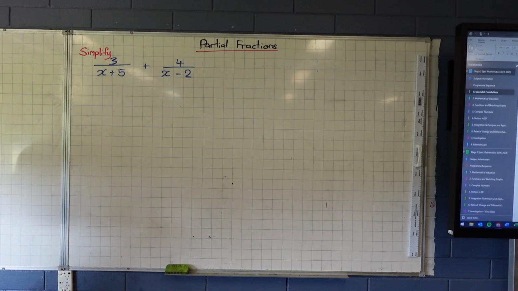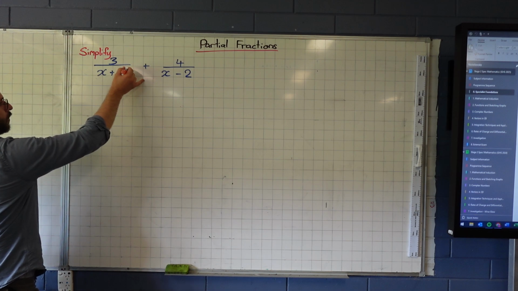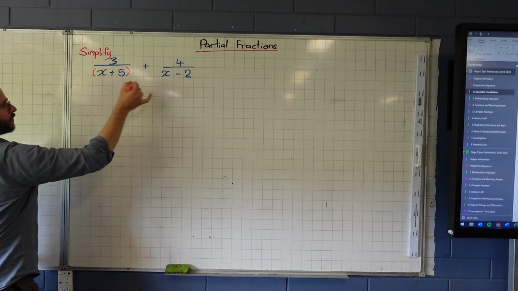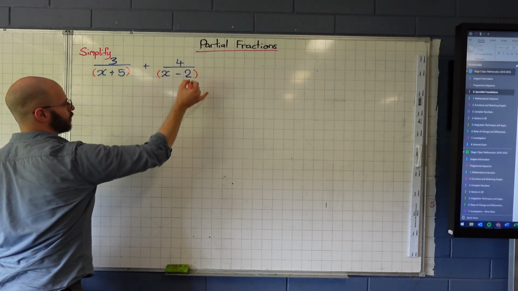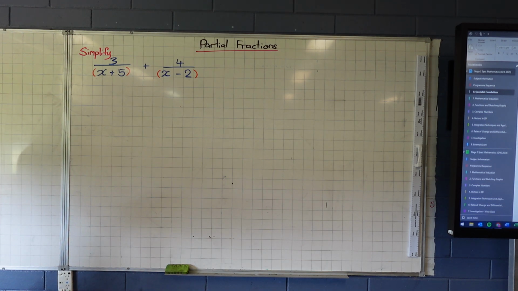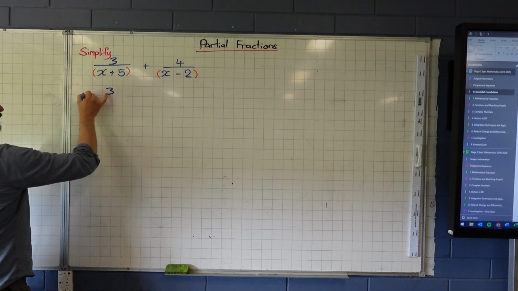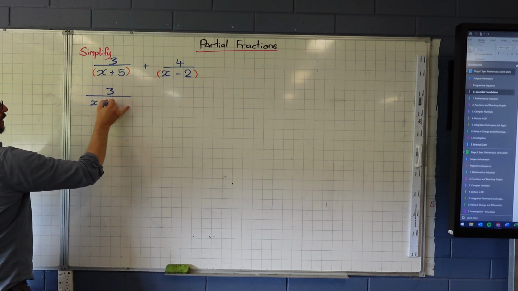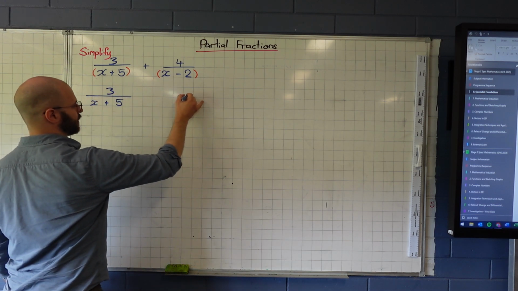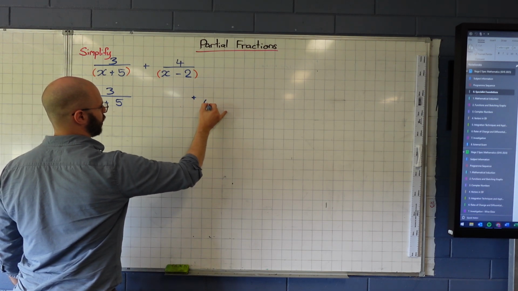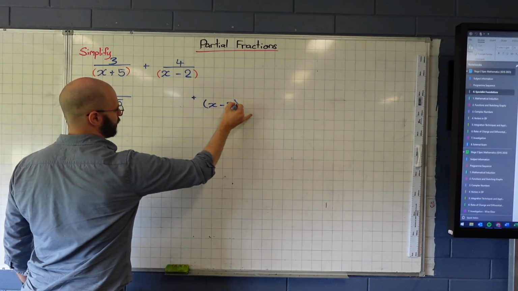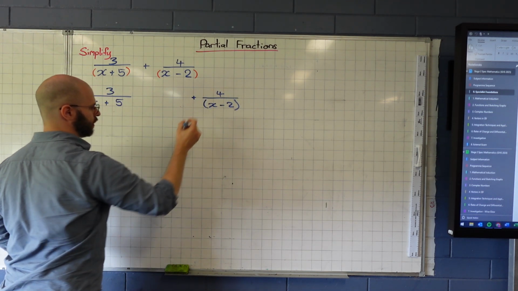First thing we're going to do for this is make it such that the denominator is the same across each fraction. To do this, first thing I do is I box it up. So I go box, box, box, box. Next thing I'm going to do is go to a new line and say 3 over x plus 5. I'll leave a space, put in the plus, and go x take 2 under 4.